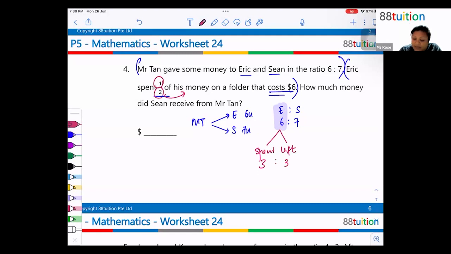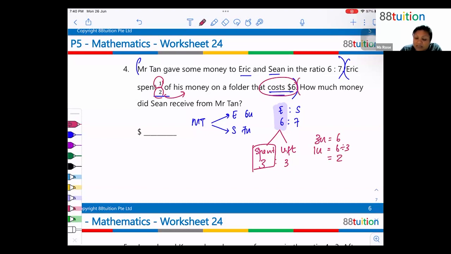Okay? And the amount that he spent, which is 3 units, he spent it on a folder that cost $6. So that means this 3 units is $6 on a folder. So we have the value of 1 unit to be $2.